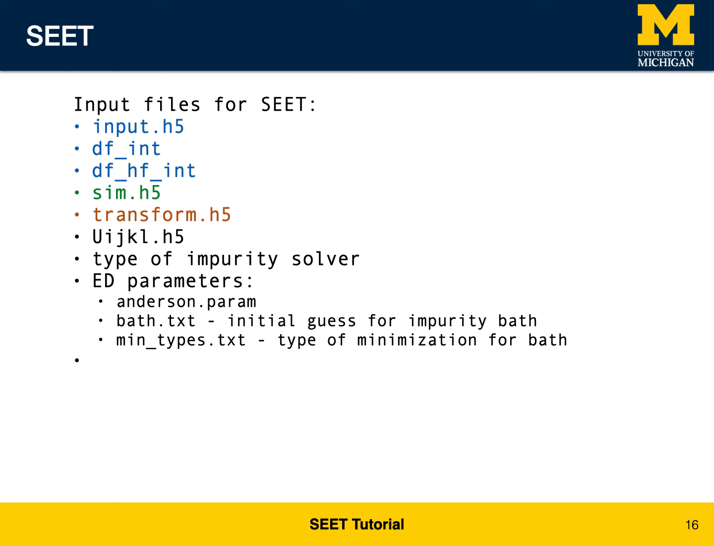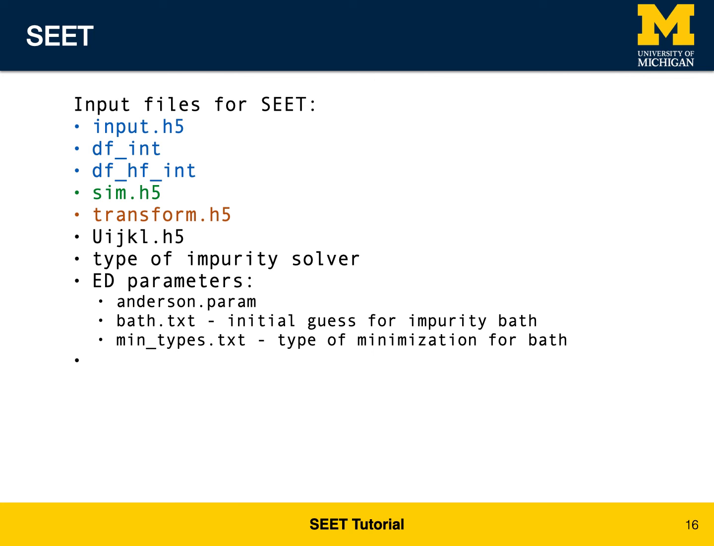So we have the Hartree-Fock solution and Coulomb integrals from PySCF in these 3 inputs. Then we have the weak coupling solution in the sim.h5. Then we have transformation matrices, we have Coulomb integrals, and then we need to choose what type of impurity solver we want. So here, for example, for the ED, you also need to specify some parameters for the ED solver.